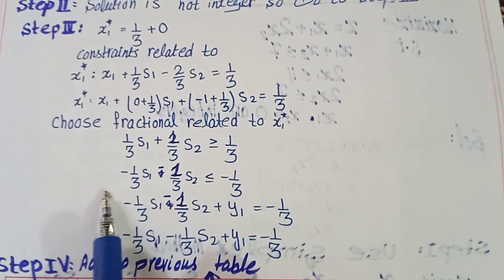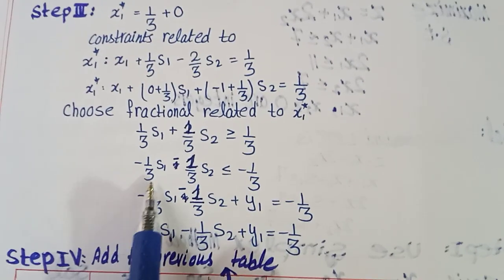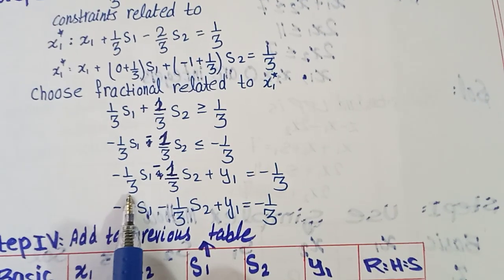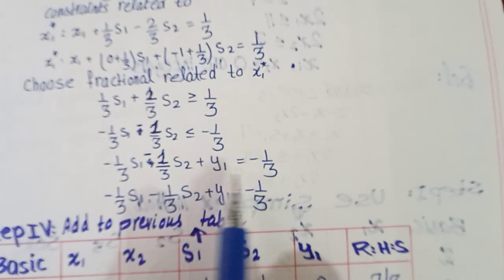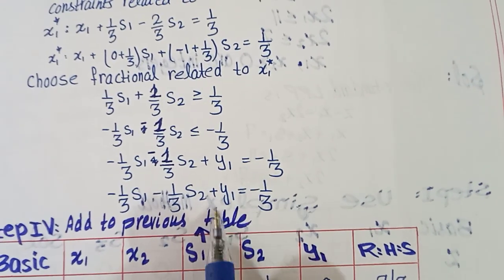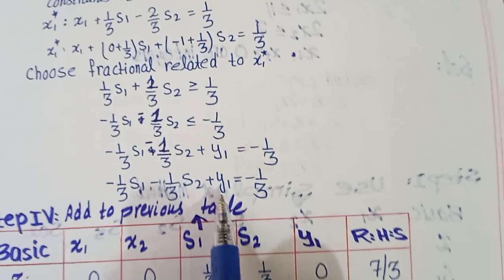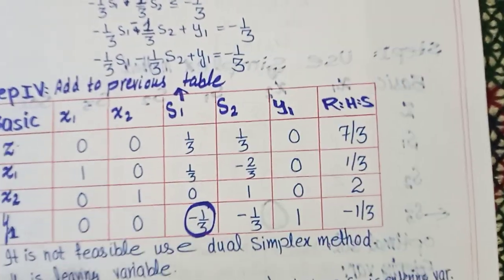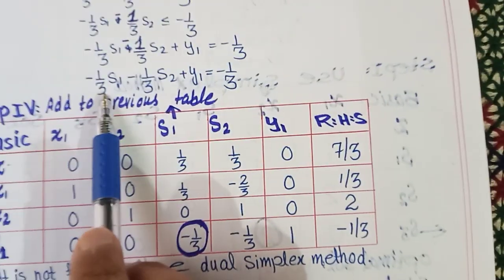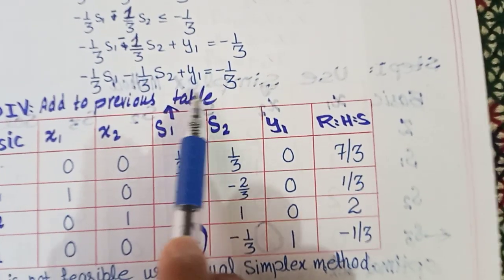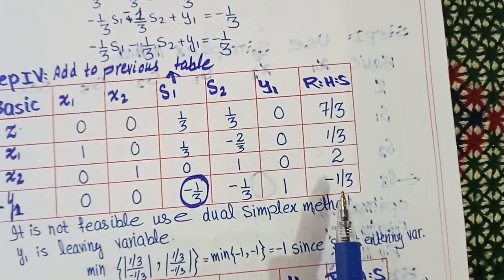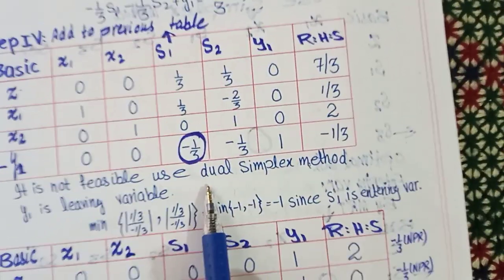Multiplying by a negative sign on both sides: minus 1 over 3 s1 minus 1 over 3 s2 is less than or equal to minus 1 over 3. Minus 1 over 3 s1 minus 1 over 3 s2 plus y1 is equal to minus 1 over 3. This is the new constraint, and we introduce the slack variable y1. Add this to the previous table: minus 1 over 3 s1, minus 1 over 3 s2, y1 is equal to minus 1 over 3. Check that it is not a feasible solution, and use the dual simplex method.